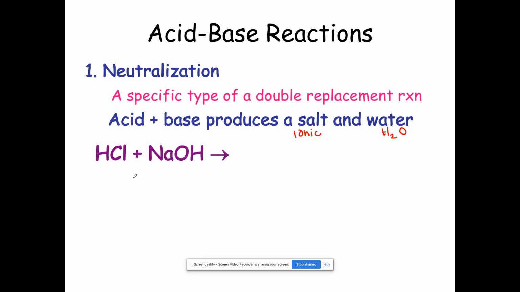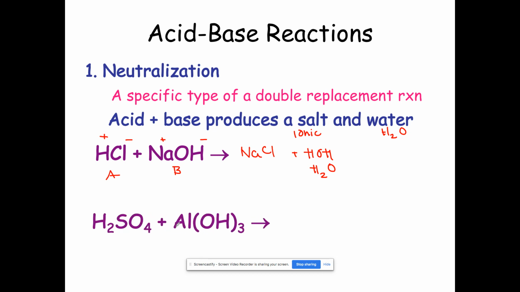Acid, base. So this is H plus, Cl minus, Na plus, OH minus. Double replacement, we're going to switch the positives. So Na is going to be with Cl now. And make sure you check your charges. This is a plus one, this is a minus one, so we're all set. H is going to be with OH now. And there's another way you could write that. It'd be H2O. So in this case, the salt is sodium chloride. Do I need to balance for coefficients? No, I'm good.